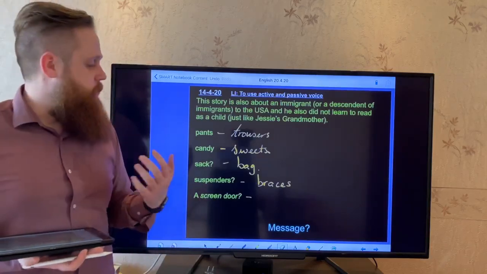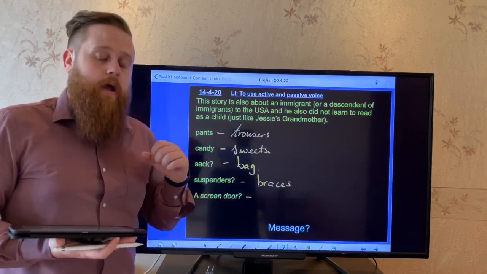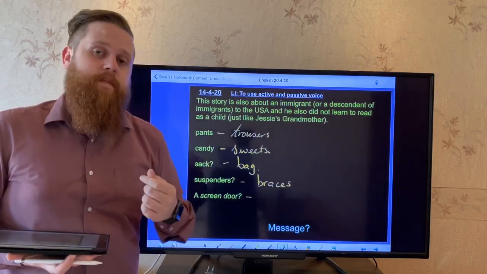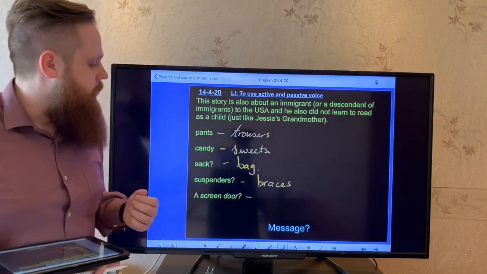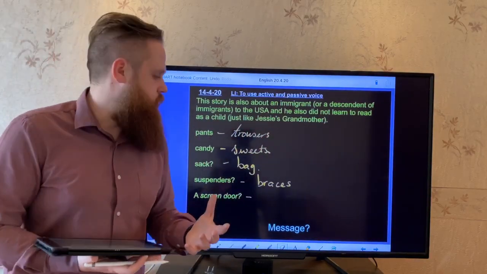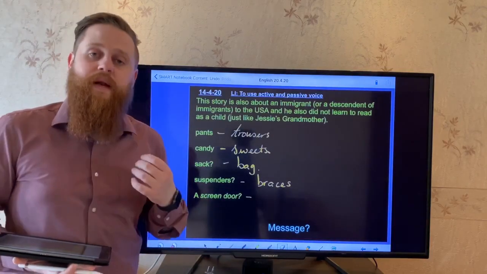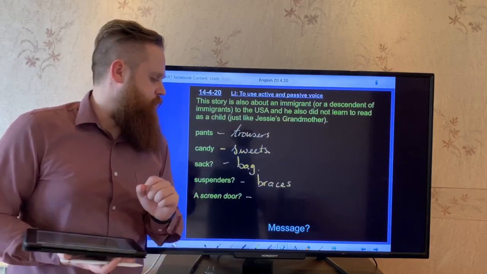And a screen door. Now, a screen door you may have come across before. You may even have them on your windows here. Okay? It is a very fine piece of mesh, like a material, usually made out of a very fine, thin metal. And it allows the wind through and it allows air to come through your house whilst the door is open, but it stops any bugs and insects coming through the window or the door. So this is a screen door.